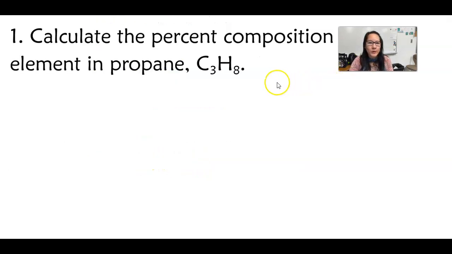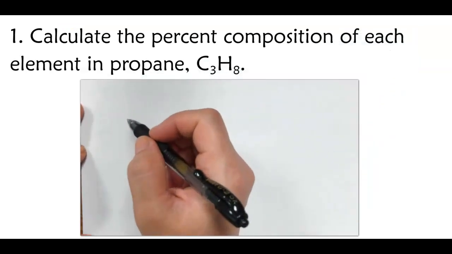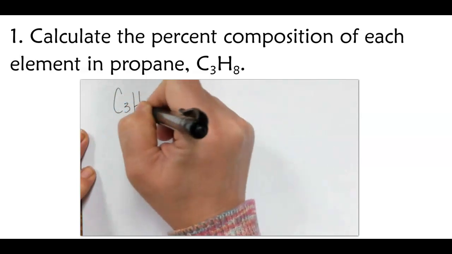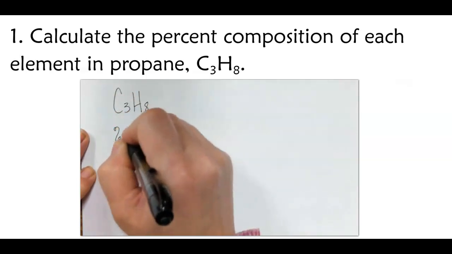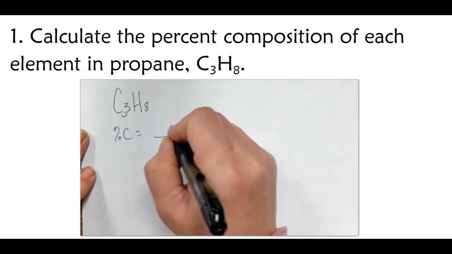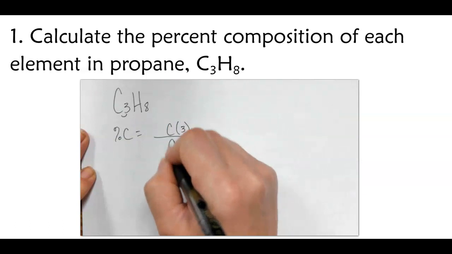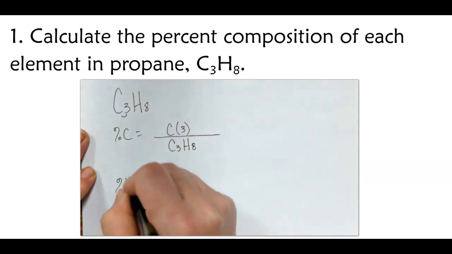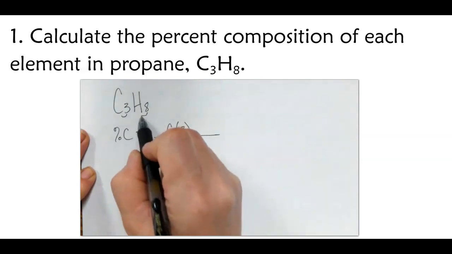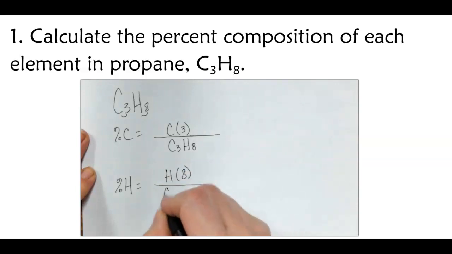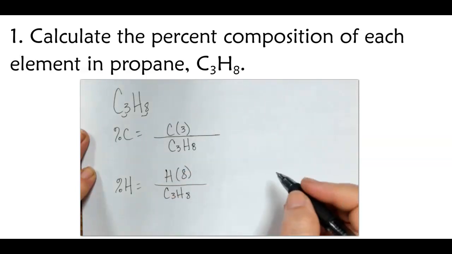So now let's do a few examples in your note packet. Calculate the percentage of each element in C3H8. So we'll start with the percent of carbon is equal to, and there are 3 carbons, so it's going to be carbon times 3 over the molar mass of the entire compound. And to find the percentage of hydrogen, because there are 8 hydrogens, it's going to be hydrogen times 8 over the molar mass of the entire compound.